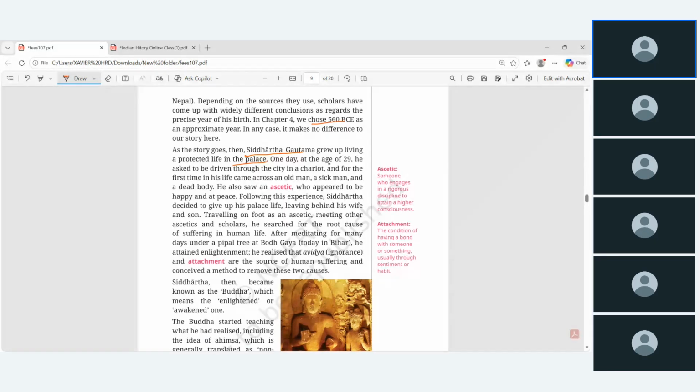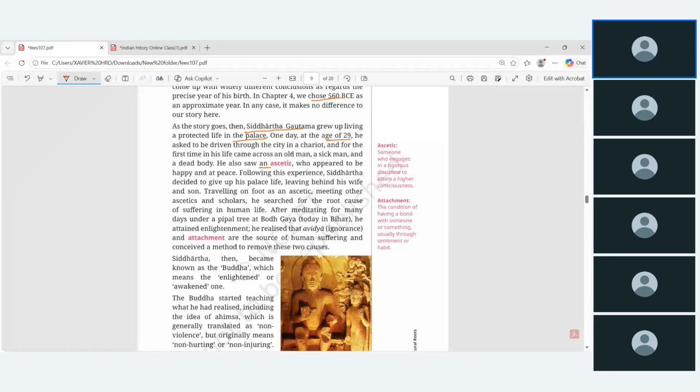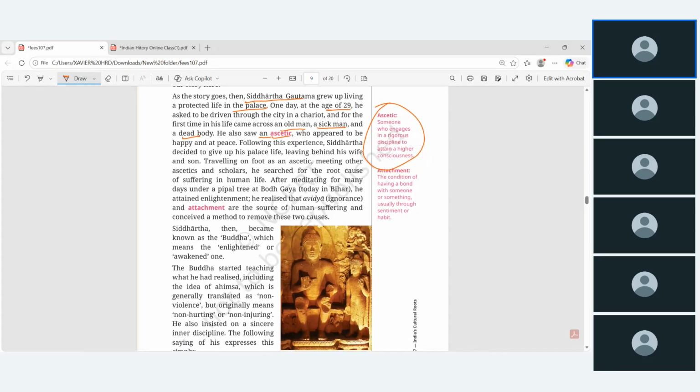One day he left the palace at the age of 29, and he saw an old man, a sick man, a dead body, and an ascetic. Ascetic means someone who engages in religious discipline. Then, traveling on foot, he met many scholars and other ascetics. After meditating many days under the peepal tree at Bodh Gaya, he attained enlightenment.